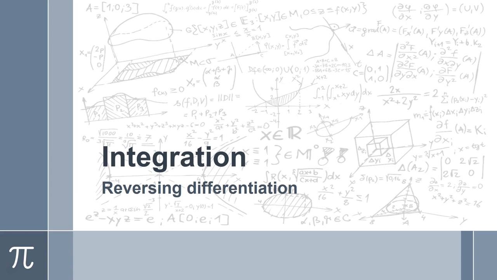All mathematical operations can be reversed. For example, the opposite of multiplying is dividing, the opposite of squaring is square rooting. We can undo trig functions. Integration is a way of reversing the process of differentiation, so you need to have understood that process first.